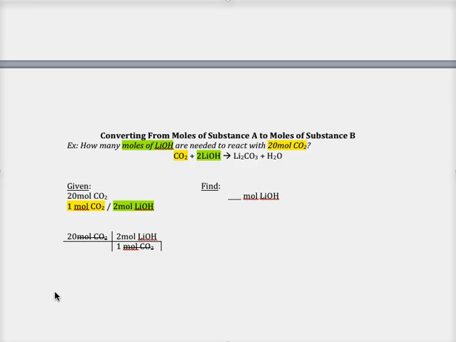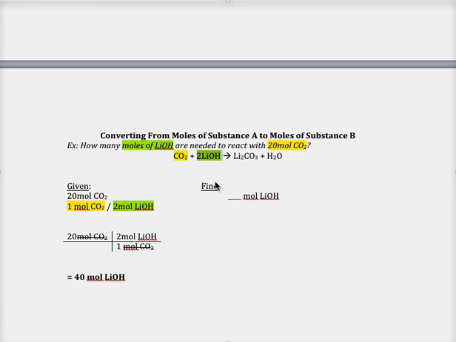When I do that, I do 20 times 2 divided by 1, and I'm sure you can all do this in your head, but I come up with 40 moles of lithium hydroxide. So I used what I knew about a certain number of moles of carbon dioxide to discover how many moles of lithium hydroxide I would expect.